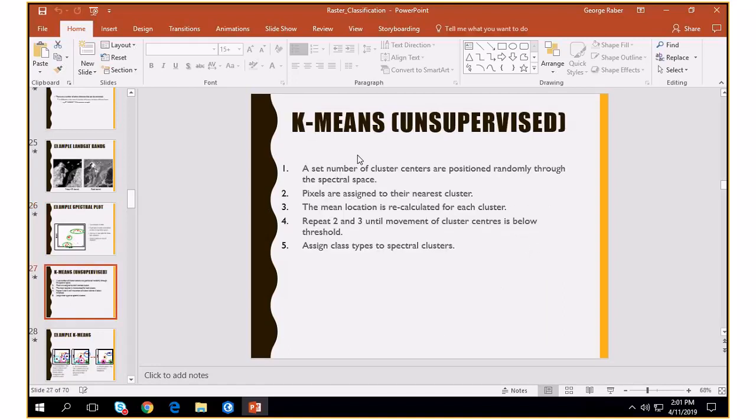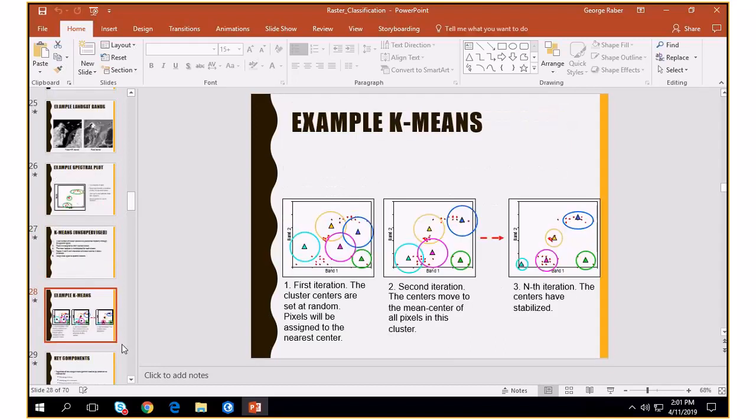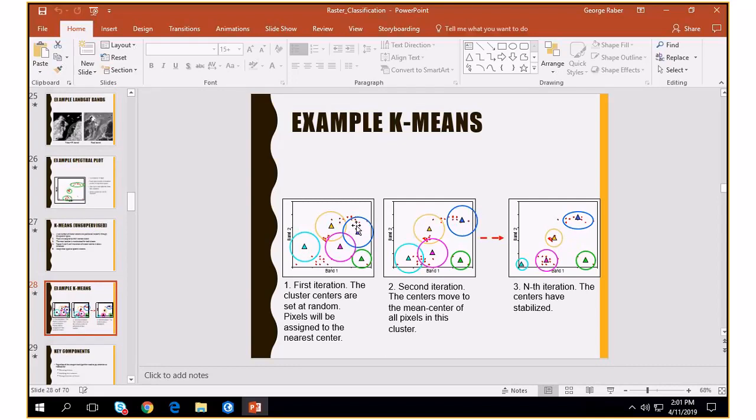What k-means does, since it's unsupervised, is it places a user-specified number of clusters randomly throughout the spectral space. So in other words, it would start with these random clusters right here, right? Okay, and then it iterates through and finds out what the true center of that cluster is. So if this starts out as the center, it finds the center of all of these values, okay? And that center is going to move down toward these values because there's more down here.